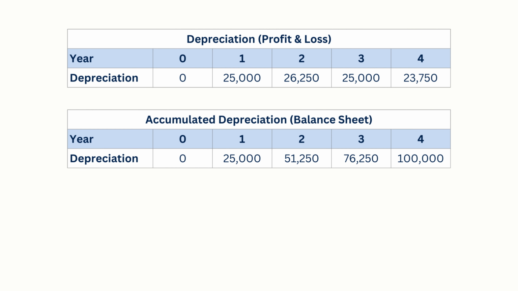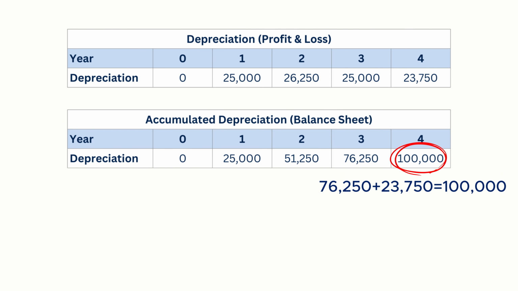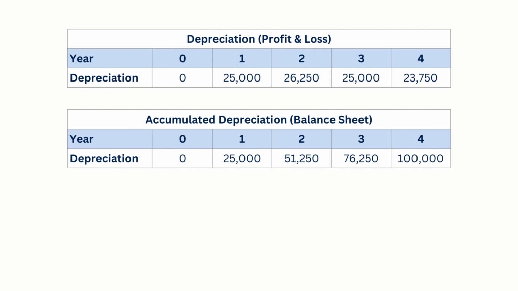At the end of year 1, accumulated depreciation is £25,000. By the end of year 2, it increases to £51,250. At the end of year 3, it becomes £76,250. And by the end of year 4, accumulated depreciation equals £100,000. This total matches the depreciable amount, meaning the asset has been fully depreciated down to its residual value.